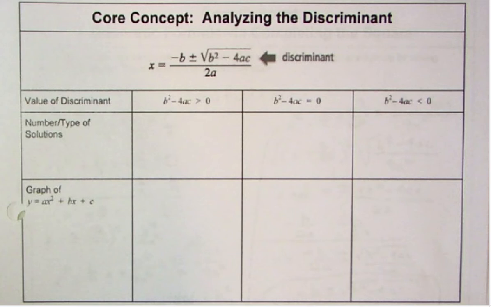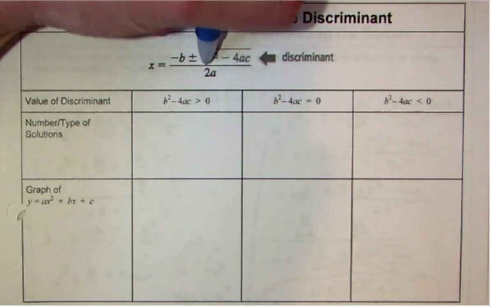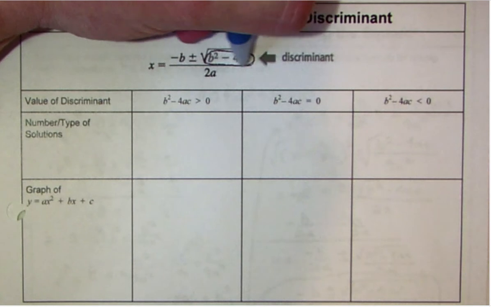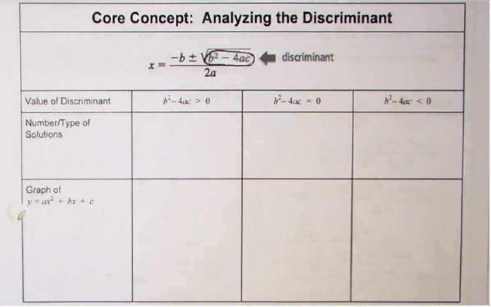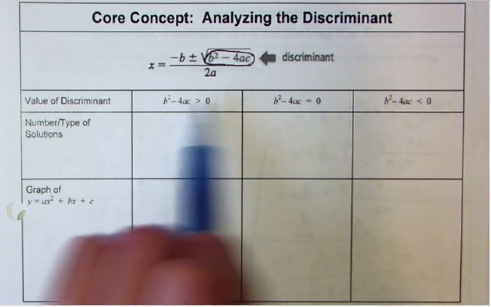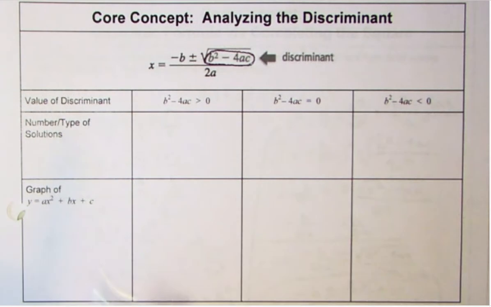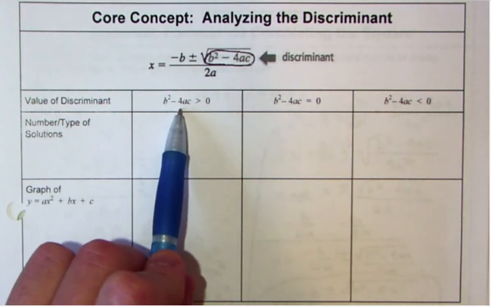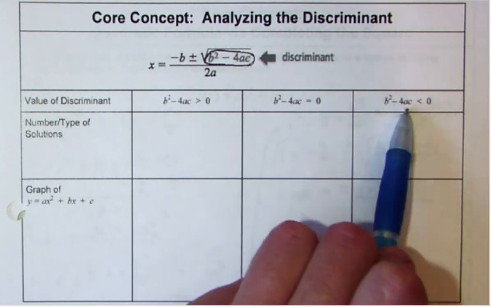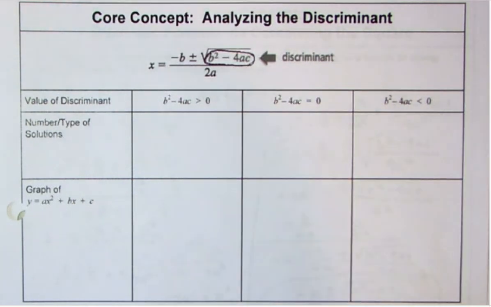The first thing we need to do is define what the discriminant is. The discriminant is this piece right here, the b squared minus 4ac, that piece of the quadratic formula that is underneath the square root sign. You can see I've got it rewritten 3 times. What we want to look at is when the discriminant is greater than 0, when it equals 0, and when it is less than 0. So let's start when the discriminant is greater than 0.